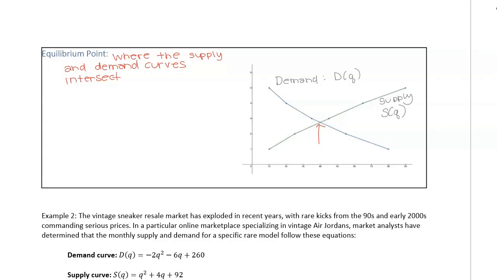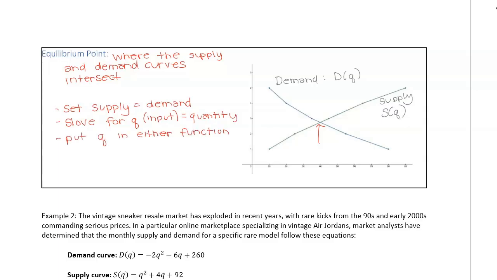To find the equilibrium point, we want to set supply equal to demand. Q is the input, or to relate it to algebra, the X. Q is the quantity. Then we want to put Q in either function. In the problems that we'll look at, we'll have two functions. We'll have a demand function and we'll have a supply function. So we'll put the Q in either function to get the price. Price is the output.